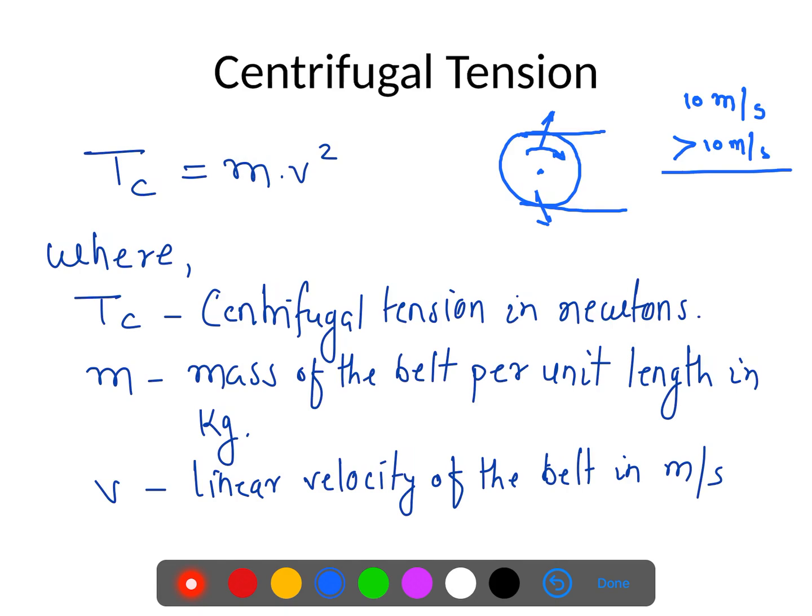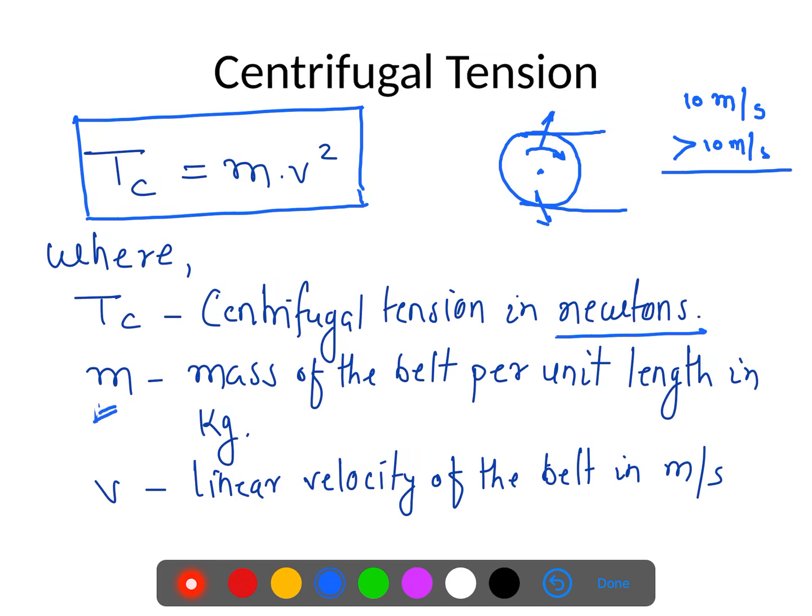The centrifugal tension Tc is equal to m into v square, where Tc is the centrifugal tension in newtons, m is the mass of the belt per unit length in kg. Whatever centrifugal force is developed is a function of the mass of the belt, so it depends on the material of the belt, and v is the linear velocity of the belt in meters per second.